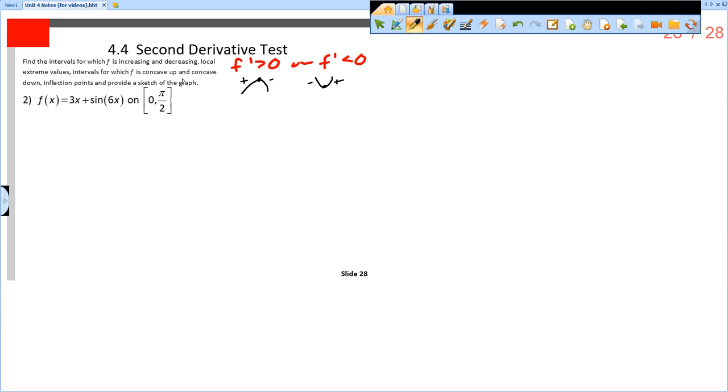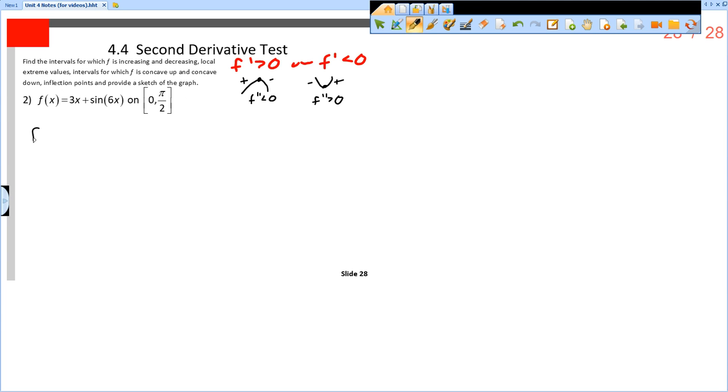All right. Intervals over which f is concave up, concave down. Remember, concave down means f double prime is less than 0. Concave up means f double prime is greater than 0. All right. Inflection points, remember that's when the concavity changes from f double prime positive or negative to f double prime negative or positive. And then sketch a graph, that's where we need to do the sign analysis to determine the shape of the curve.